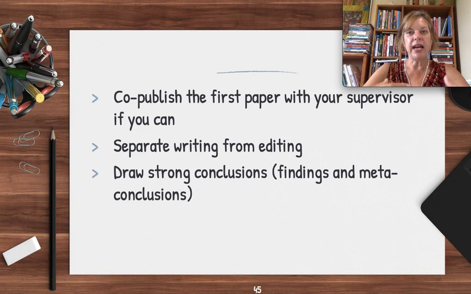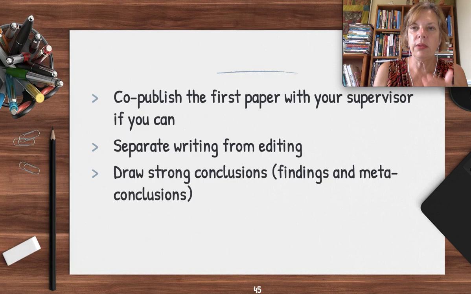And I'm always suggesting find three meta conclusions. So in your paper, you would have your data analysis, you would come to findings, and then in the discussion section, you would begin with those findings, relate them back to the literature, and then come back to these three meta conclusions. And this is what most readers find the most interesting of a paper, is what conclusions did you draw after this whole process?